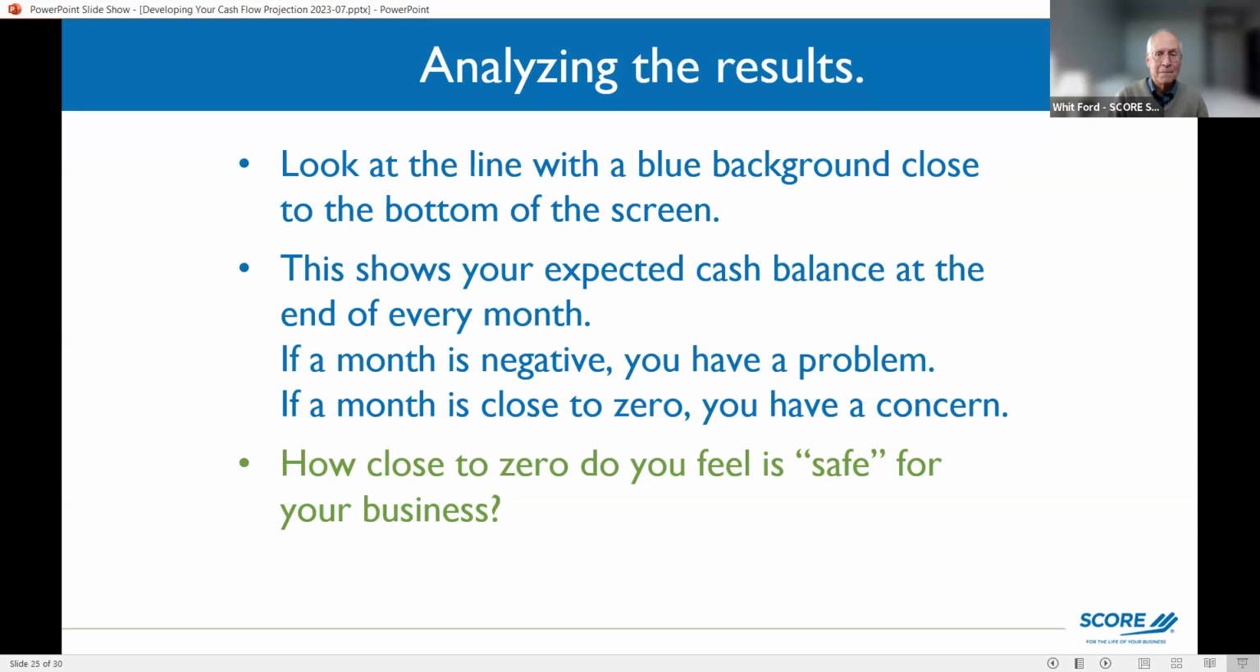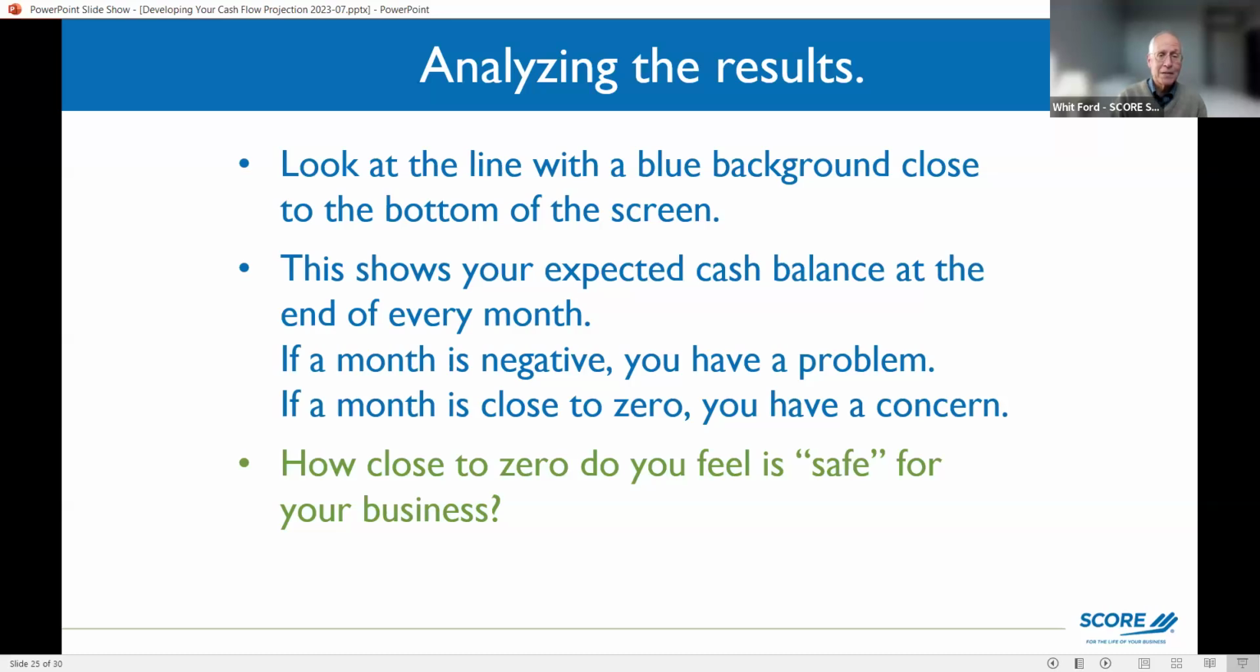But if it's seriously negative, then you may need outside funding to get you through that period, or you may need to change your business strategy in some way. If a month is close to zero, but not quite negative, if the balance in your bank account is projected to be lower than lets you sleep well at night, then you have a concern, not a problem. What could you do to perhaps keep it further away from zero, keep it a little more positive?